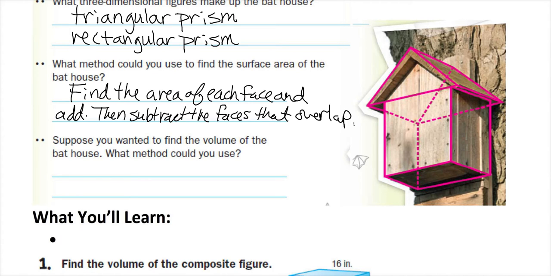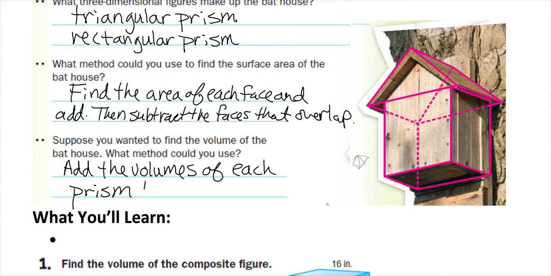So add the volumes of each prism together. Okay, simple enough. All right, so that's basically what we're going to do for these. We're going to just do that.